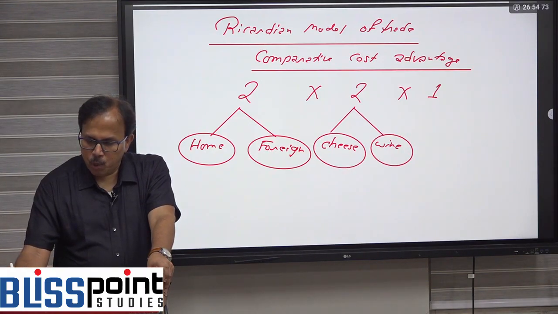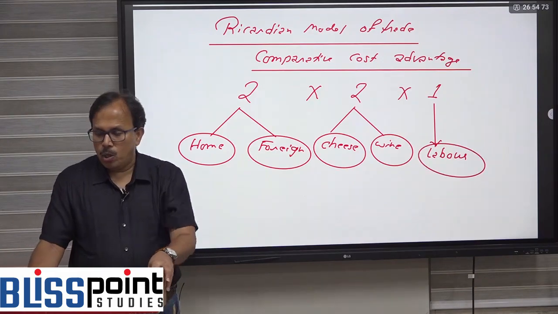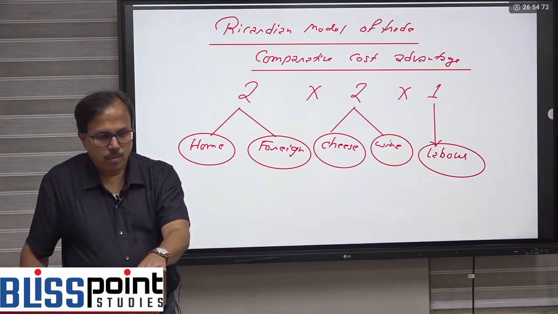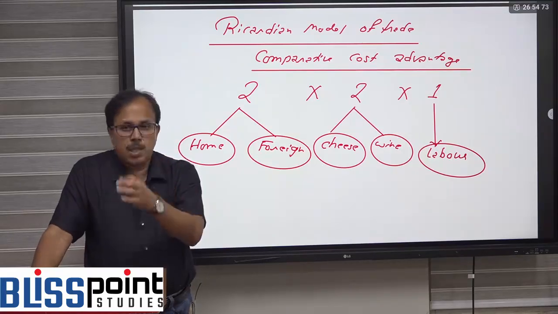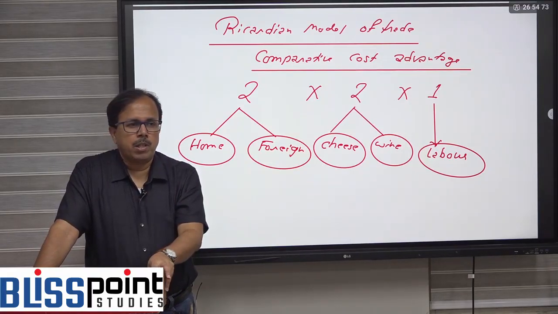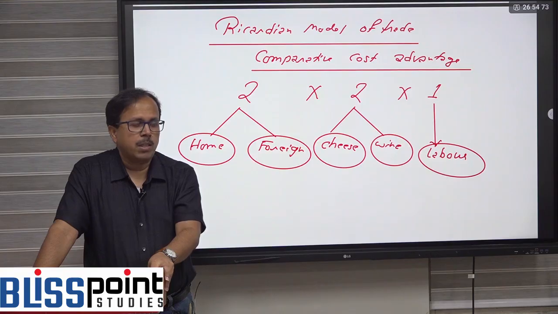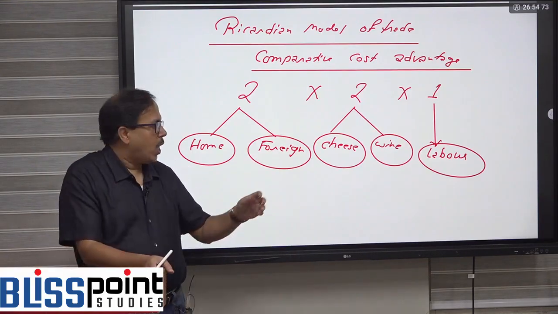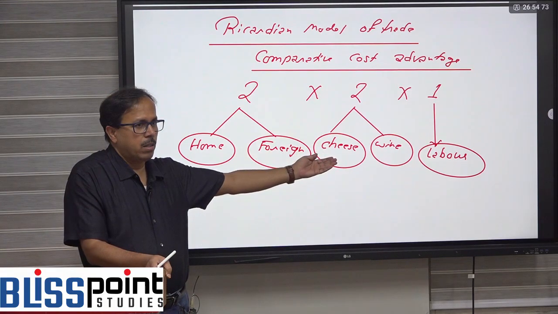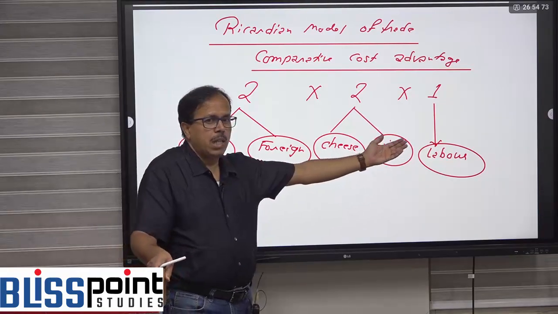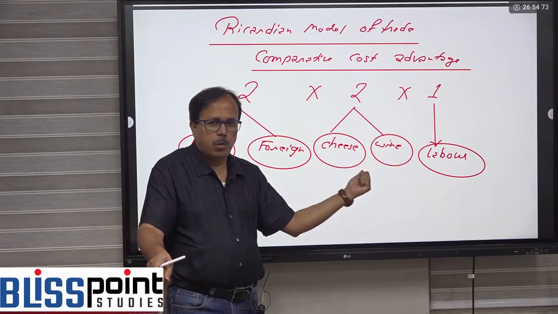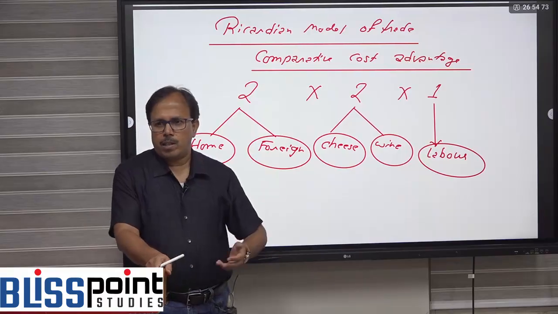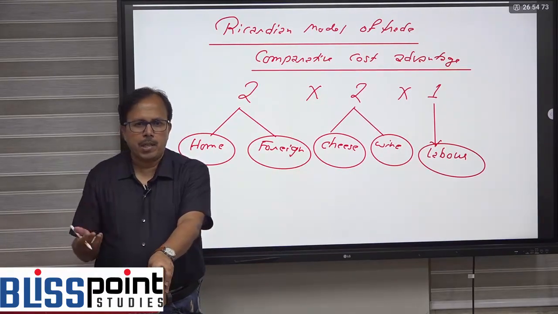But these two products are produced by only one factor of production, that is labor. इसके जो ओरिजिनल कंसेप्ट है, the Ricardian concept, it is based upon the labor theory of value. Labor theory of value means the value of the product is determined by how much labor it requires to produce that product, because labor is the only factor, and we are assuming that the market is competitive.